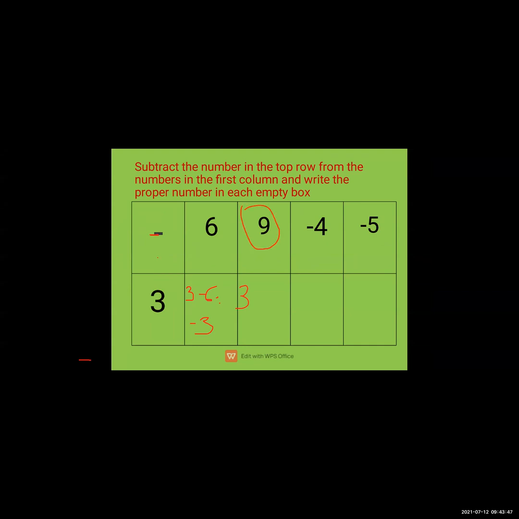9 does not have a sign, it means it is a plus. So plus and minus equals minus. If the opposite signs are there, we will do a minus. So what sign will come here? Minus 9. So what will be the answer? 3 minus 9 is 6, so it will be minus 6.